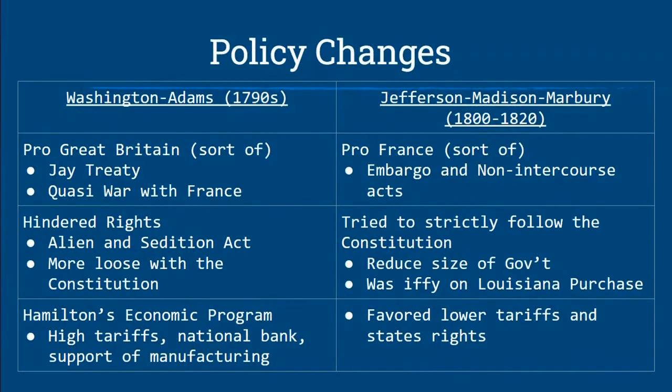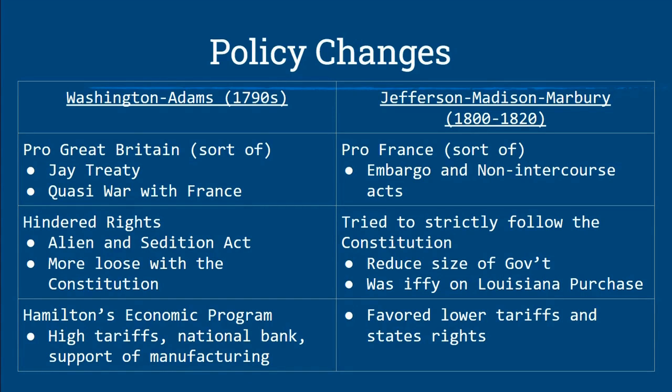Finally, let's take a look at some key policy changes over the time period. The Washington-Adams era saw a somewhat pro-Great Britain stance, although Washington was most concerned with preserving neutrality in foreign affairs. To support this, there are pieces of evidence, including Jay's Treaty, which was an agreement with Great Britain in regards to several continuing disputes, and during the Adams administration, the U.S. engaged in an undeclared or quasi-war with France, which was, of course, Great Britain's arch-rival.